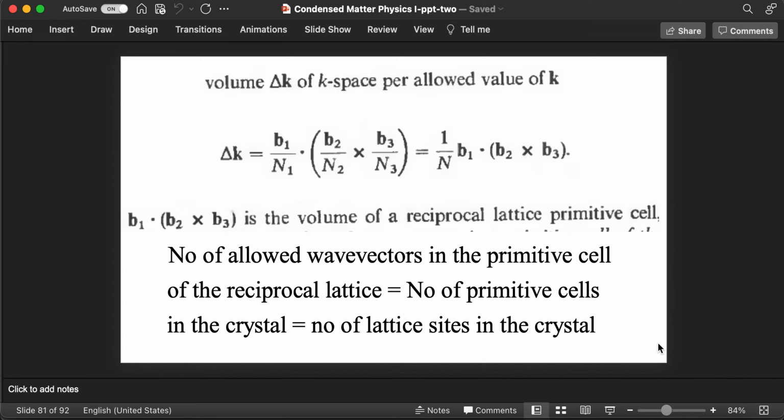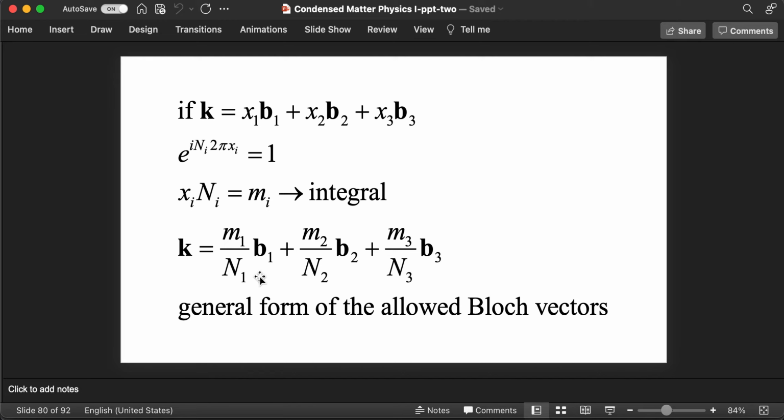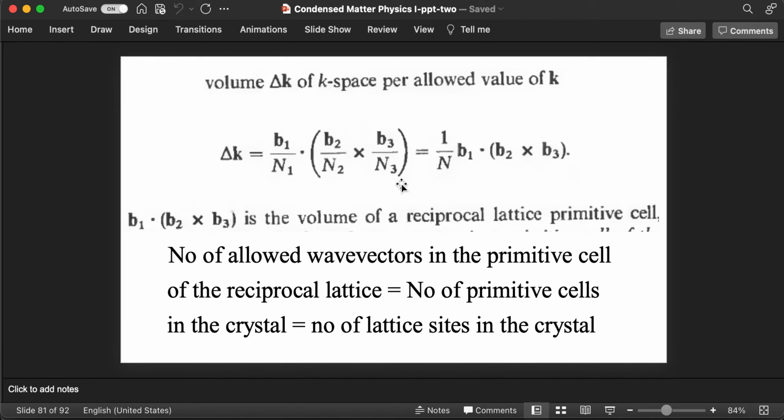So now, given this, I can derive the volume delta k in the k space per allowed value of k. So what is the volume occupied in k space for a single value of k? And that's just your delta k, which I can find the standard way, using the box product, as it's called, I think, and that will just be this. Now this is the volume of a reciprocal lattice primitive cell. So in the reciprocal space, a primitive cell will have this volume. So this volume is equal to N times delta k.